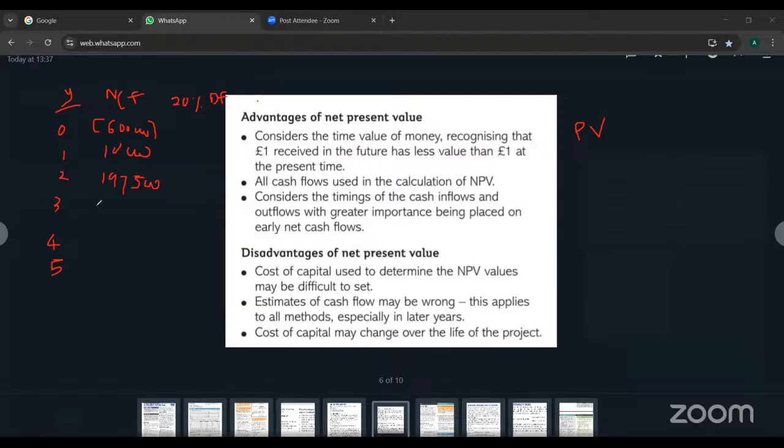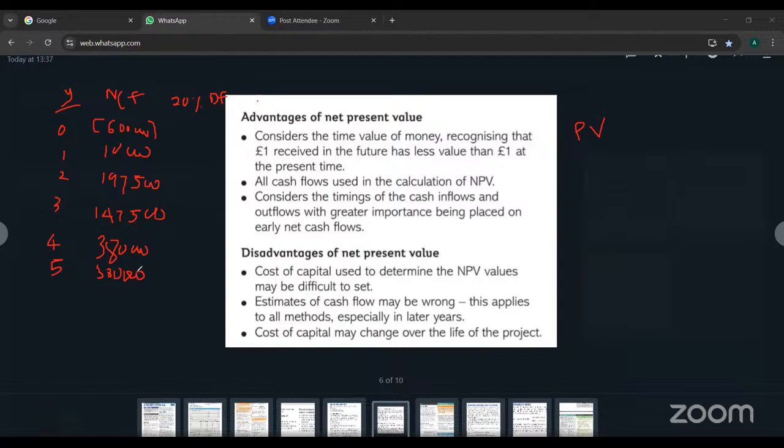And year 3, it's 147,500. And year 4, let's say 380,000. And year 5 also 380,000. Okay.